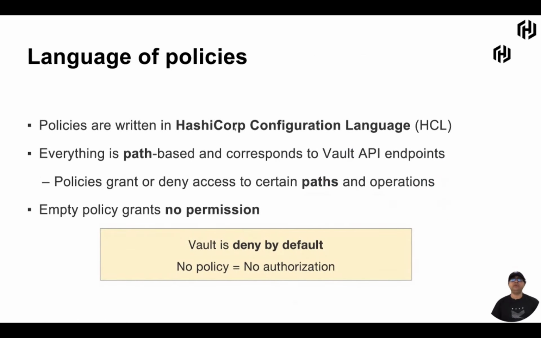Let's take a quick look at the language of policies. Policies are written in HashiCorp Configuration Language. Everything is path-based and corresponds to Vault API endpoints. Policies grant or deny access to certain paths and operations. An empty policy grants no permission. Remember that Vault is a deny by default system. No policy means no authorization.